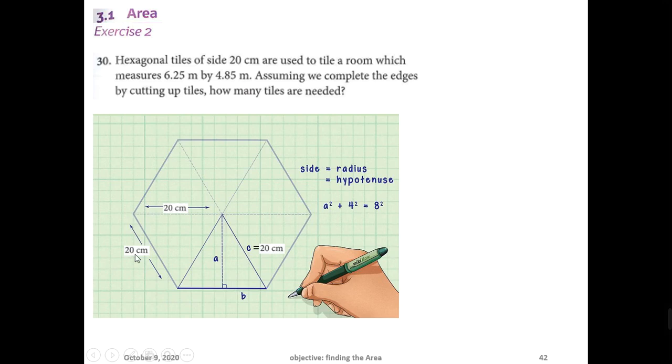So the tile is 20 centimeters, and here it's meters, the dimensions of the room. So it's better to have all numbers in the exact same measurement unit. So first thing that we're going to do is underline the 20 centimeters, and we're going to convert centimeters into meters. When we are converting from a smaller measurement unit to a greater measurement unit, we divide.